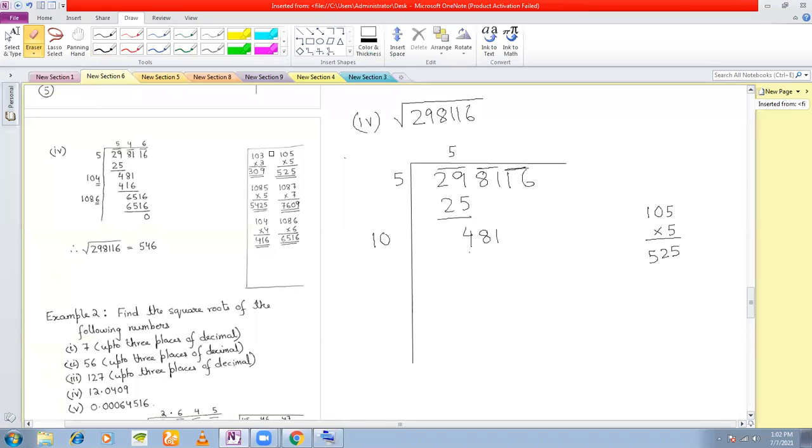Sir, you have taken 25 and written a 5 on top of it, and on the left side we will add those, or multiply those? Which ones? Sir, the left-hand side 5 and the top one 5. No, we are going to double this 5. What is the double of this 5? Double of this 5 is 10, right? Understood?